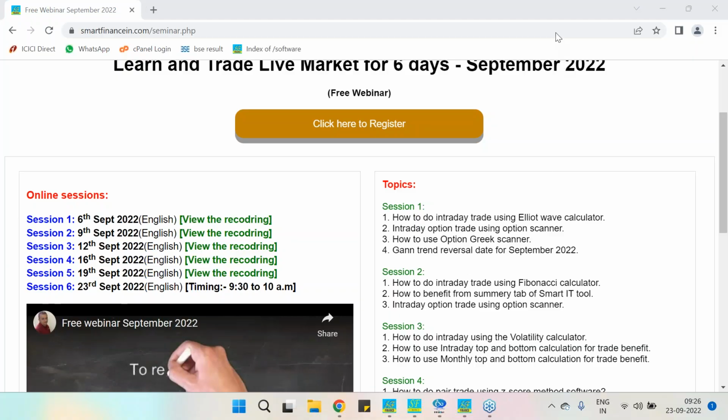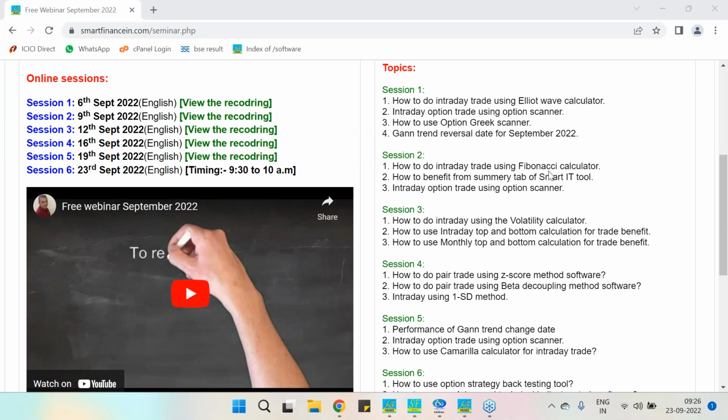Sessions. We have the first session, where I described how to use the Elliott wave calculator, option scanner, and option Greek scanner, and we also saw the Gantt trend reversal date. In the second session, I explained the Fibonacci calculator, its use, and how to use the summary tab of the Smart IT tool.